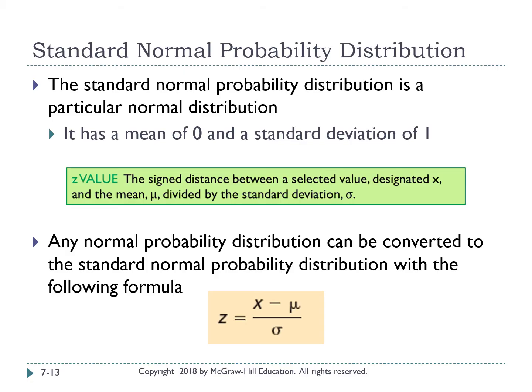Standard normal probability distribution has a mean of 0 and standard deviation of 1. If you want to draw a diagram, basically the middle point is 0 and the standard deviation is equal to 1. If you want to compute the standard normal probability distribution, you have to use this formula: Z equals x, your observation, minus mu, your population mean, over the population standard deviation. We will look at the example in the next slide. Okay.